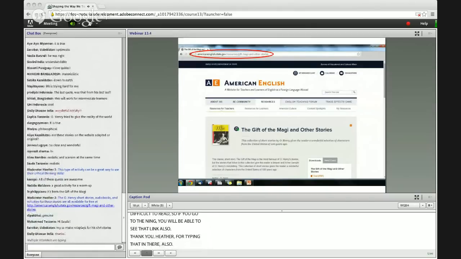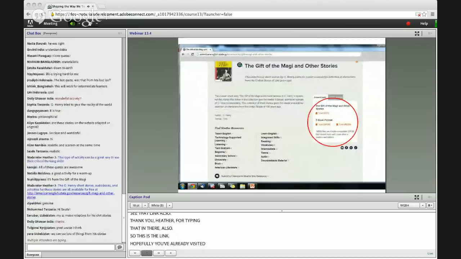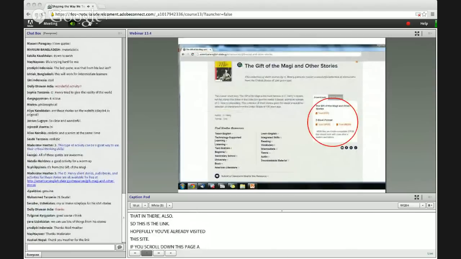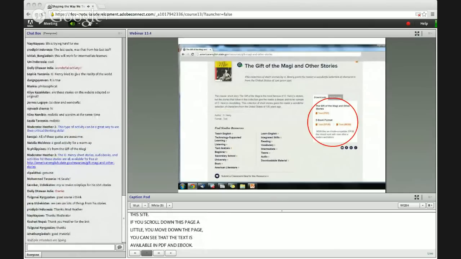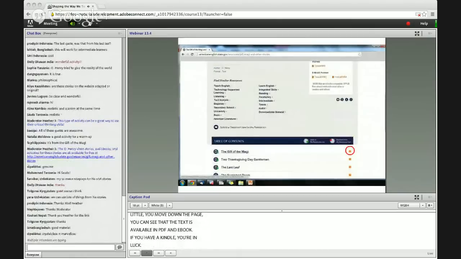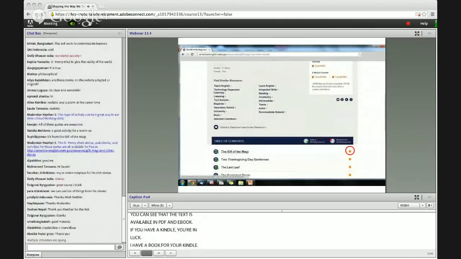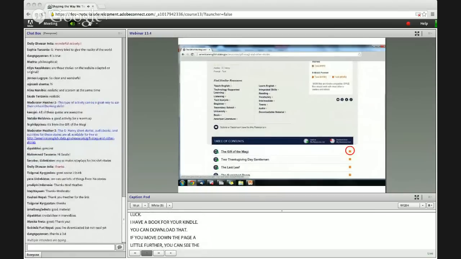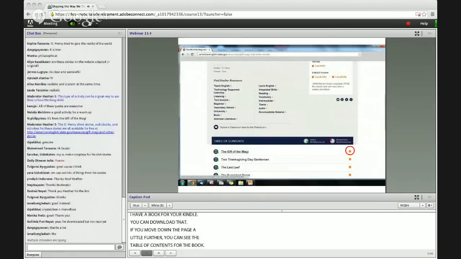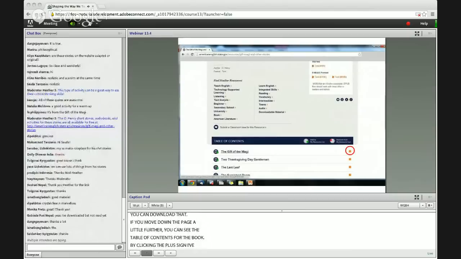If you scroll down this page a little, you can see that the text is available in PDF and ebook. If you have a Kindle, you're in luck. You have the book here for your Kindle. You can download that. If you move down the page a little further, you can see the table of contents for the book. And then by clicking the plus sign that I've circled in red, you can see all of the materials that are available for the particular short story that you've chosen.